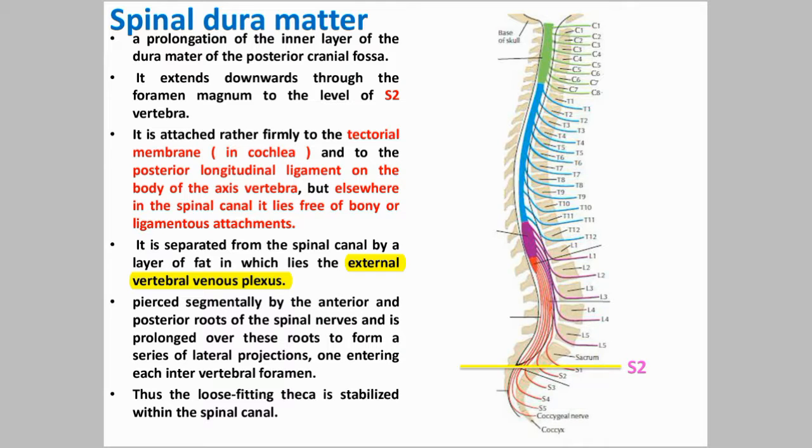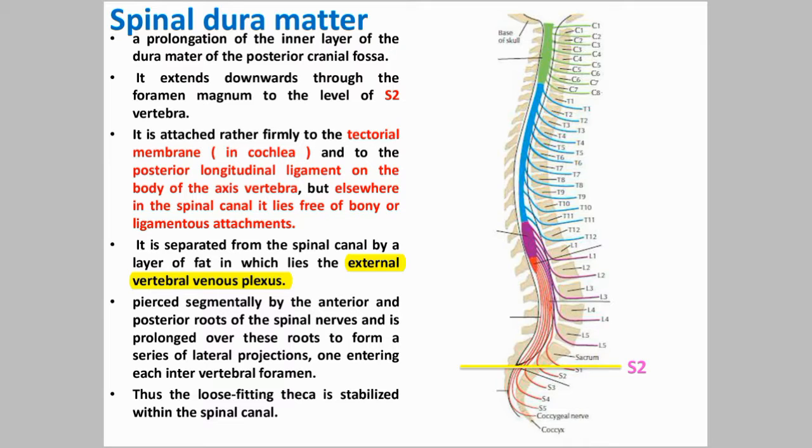This spinal dura mater is attached firmly to the tectorial membrane of the cochlea and to the posterior longitudinal ligament on the body of the axis vertebrae, which is the C2 vertebrae. But elsewhere in the spinal canal, it lies free of bony or ligamentous attachments. These ligaments and the tectorial membrane will be studied later in other lectures.